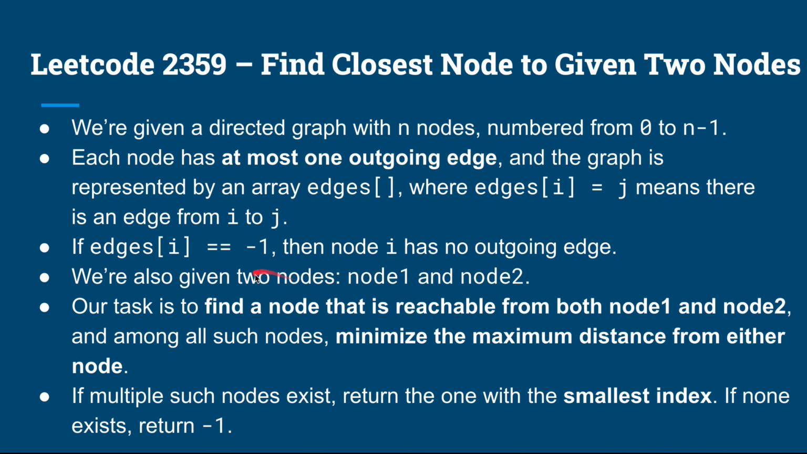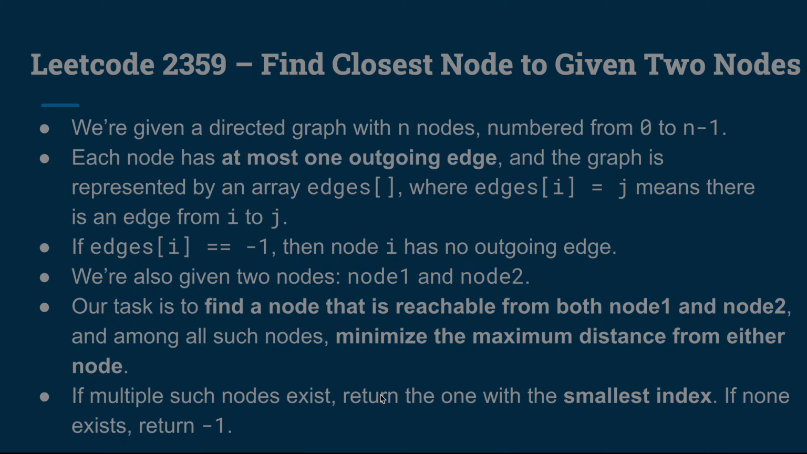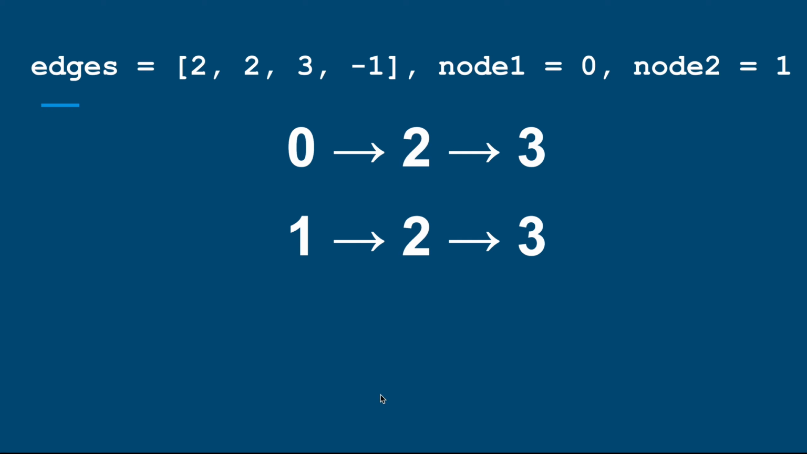We are also given node 1 and node 2, and our task is to find the node that is reachable from both node 1 and node 2. Among all such nodes, we have to minimize the maximum distance from either node. If multiple such nodes exist, we have to return the smallest index, otherwise return -1. We have also been given an example, so let's dive into this example.